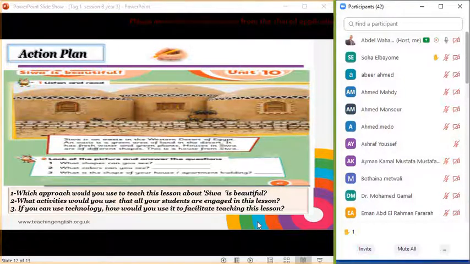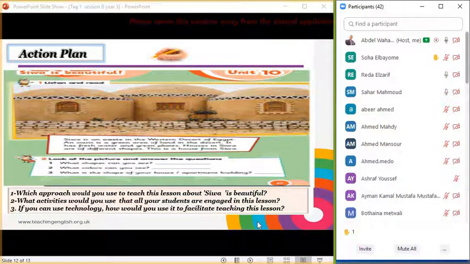Who can speak? I want other participants to share their ideas. Yes, Mr. Rida Zarif wants to speak. Go on, Mr. Rida Zarif.